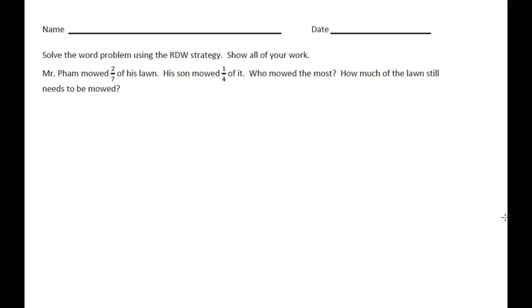Mr. Pham mowed 2/7 of his lawn. His son mowed a quarter of it. Who mowed the most? So how much of the lawn is still needing to be mowed? So like we just did on the very first one, we made that line and that was the whole thing. And you can do the same with this one. Make the whole lawn, 2/7 of it, 1/4 of it, combine those and see how much is left.